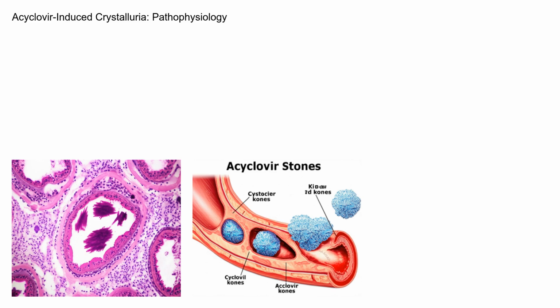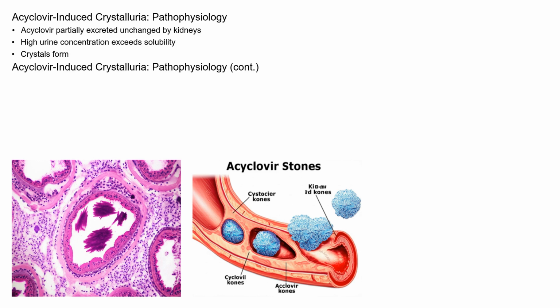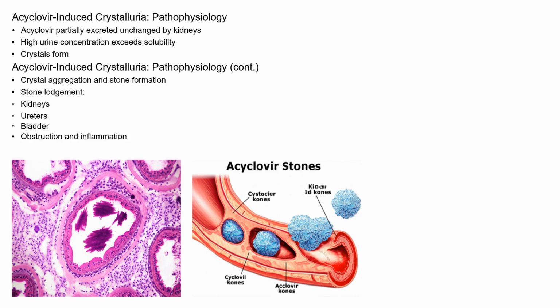Now let's talk about the pathophysiology. When Acyclovir is administered, it's partially excreted unchanged by the kidneys. If the concentration of Acyclovir in the urine exceeds its solubility limit, crystals start to form. These crystals can then aggregate and grow, ultimately forming stones. The stones can lodge in the kidney's ureters or bladder, causing obstruction and inflammation.